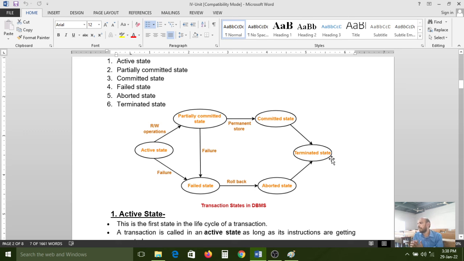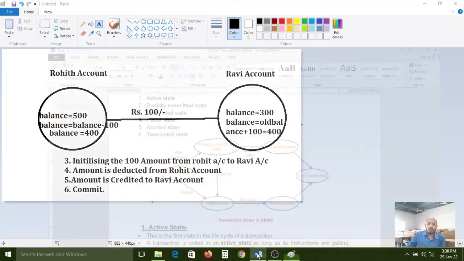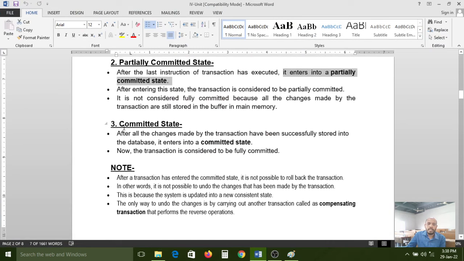Terminated state is nothing but after completion of your operation, after completion of your money transfer, automatically you will close that application. So that is the terminated state. Then what is the next state? Committed state. After all changes made by the transaction have been successfully stored into the database, it enters into the committed state. Just now I told you.